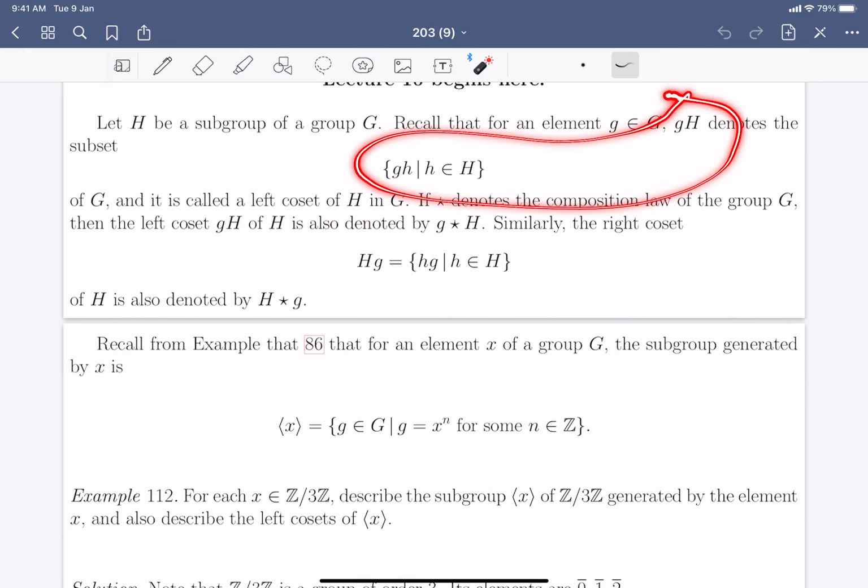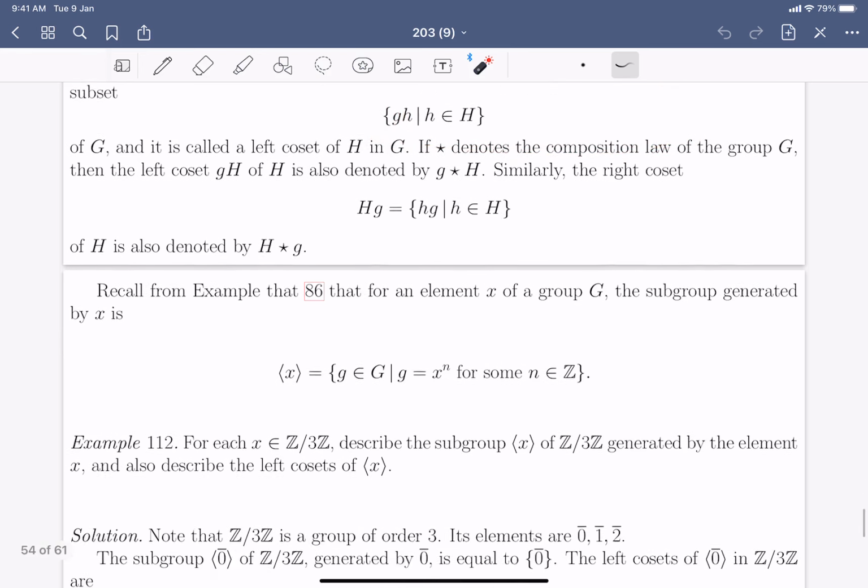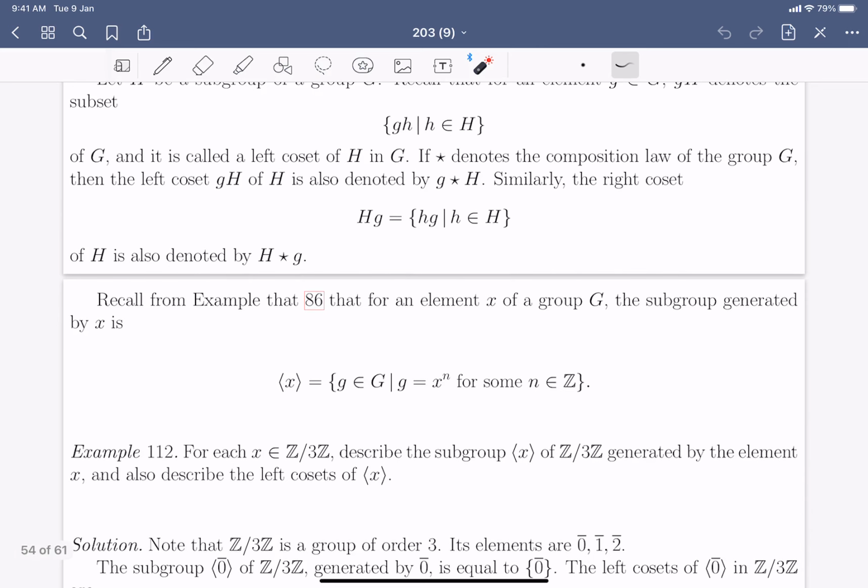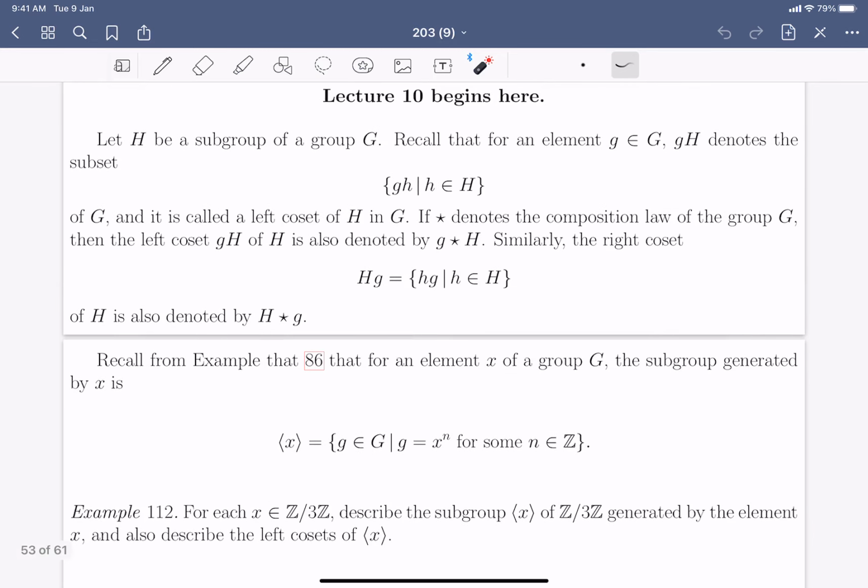This consists of the multiples of the element g by elements from the subgroup H from the right. Okay, from the right. Fine. And the notion of right cosets is quite analogous to this. Given a subgroup H of G, a right coset corresponding to an element g consists of the multiples of the element g by elements of H from the left.